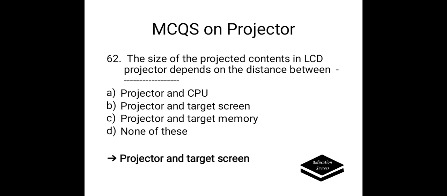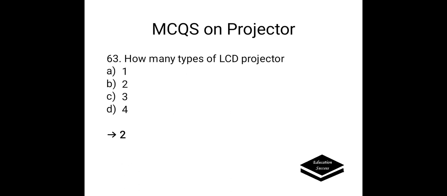The size of the projected contents in LCD projector depends on the distance between. Options are A. Projector and CPU, B. Projector and target screen, C. Projector and target memory, D. None of these. Correct answer is projector and target screen. The size of projected contents in LCD projector depends on the distance between projector and target screen.